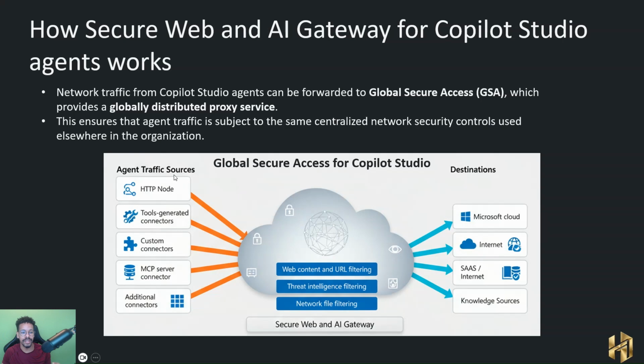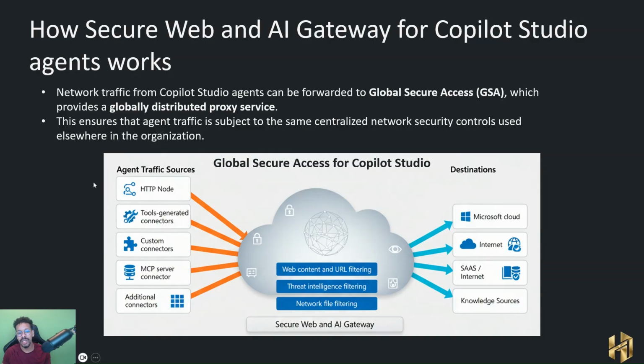Basically, you have the traffic sources from the agent. This can be an HTTP node, tools generated connectors, and also custom connectors. You have the popular MCP servers and other connectors, which we will look into at the end of this video, because there are some connectors that are not supported, or in other words, we just have connectors that are supported. We don't know of the rest. And then we have this secure web. We have seen this already.